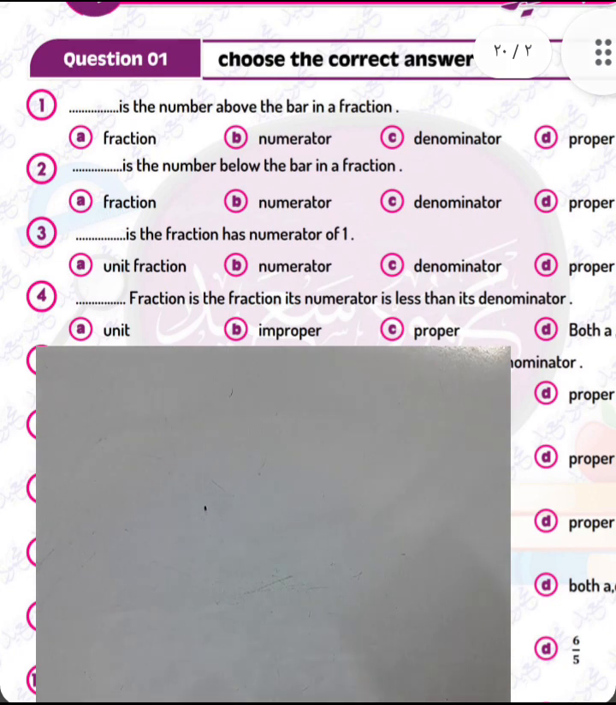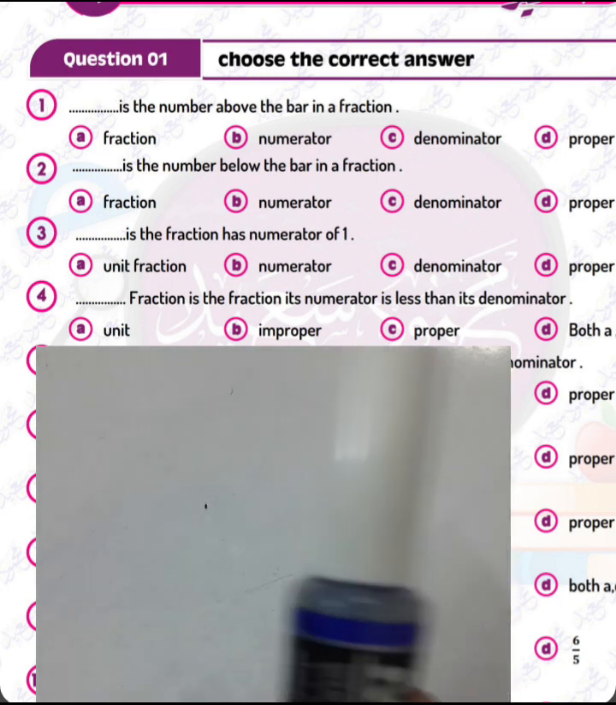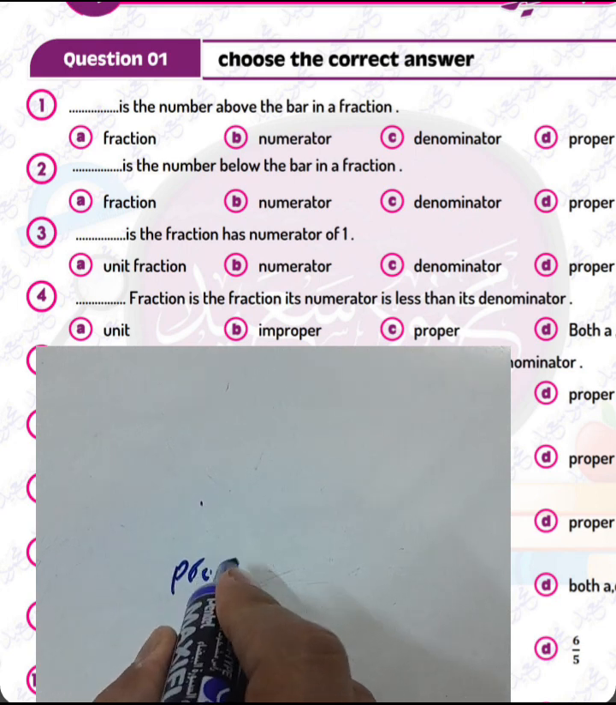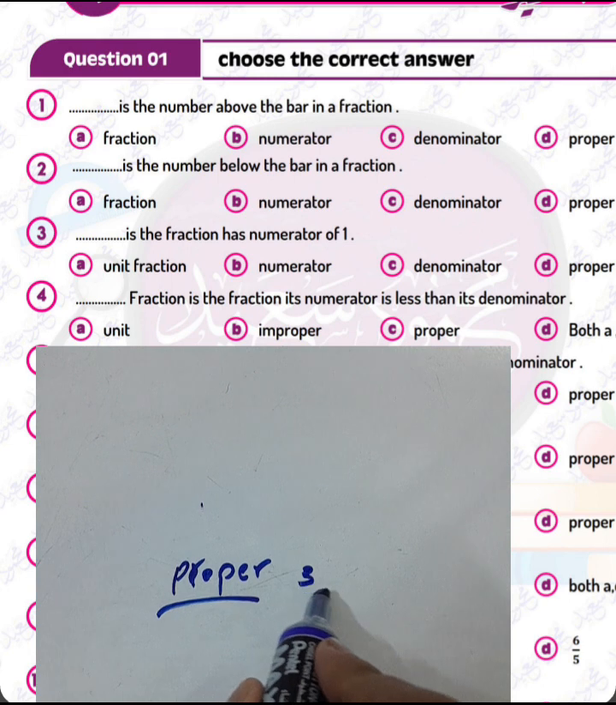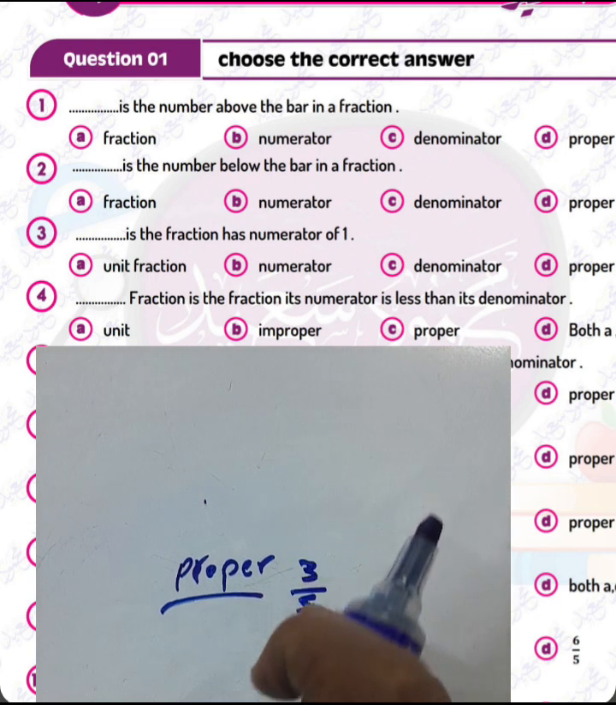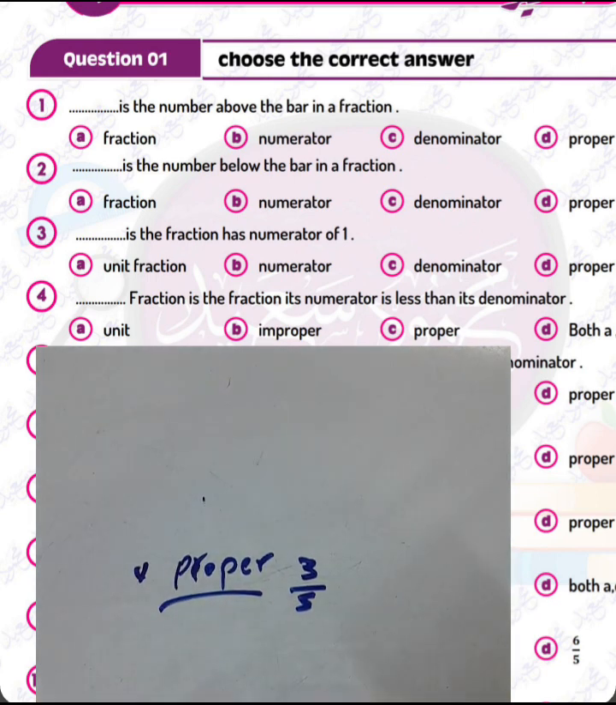Question number 4. Space fraction is the fraction its numerator less than denominator. We called it proper, such that 3 over 5. 3 less than 5, then we called it proper. The fraction its numerator less than denominator, we called it proper. Question number 4, write proper.